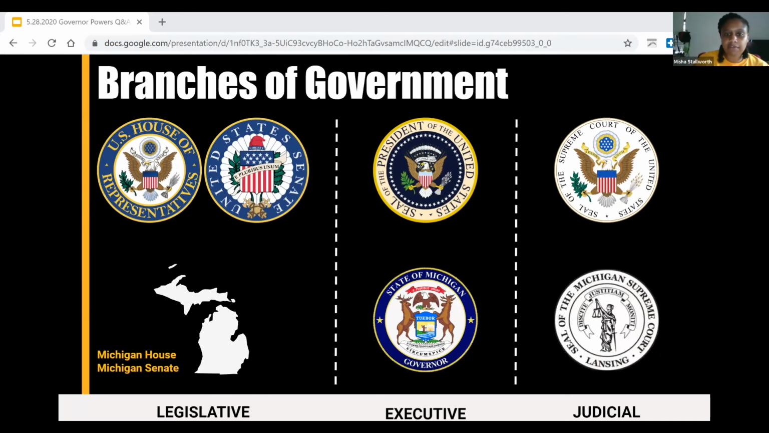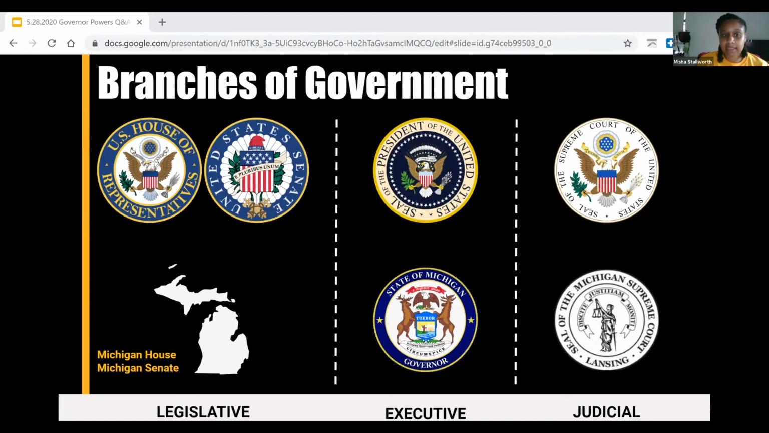So at the federal level, we know these branches as Congress, the United States House of Representatives, the United States Senate, US House, US Senate. We know the president hires department leaders, all of whom are within that executive branch of government, and the Supreme Court. There are other federal courts, but the Supreme Court is the highest court.